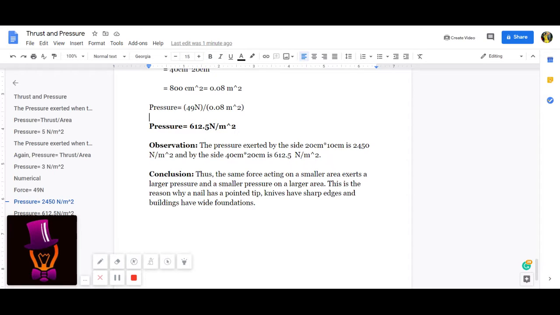What is the conclusion of this whole session? Thus, the same force acting on a smaller area exerts a larger pressure, and a smaller pressure on a larger area. So, as we saw, pressure is inversely proportional to area. There will be a larger pressure on a small area and smaller pressure on a larger area. This is the reason why a nail has a pointed tip. Only if the nail has a pointed tip, the area will be less and therefore the pressure will be a lot, and then it can go through any wall or anything.